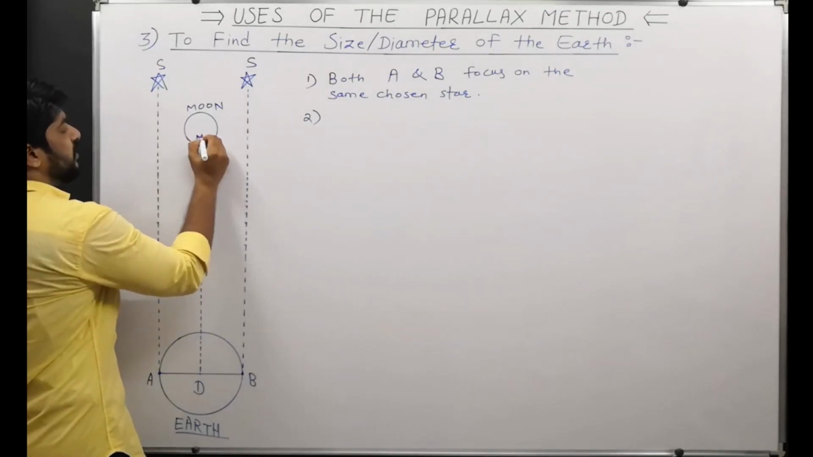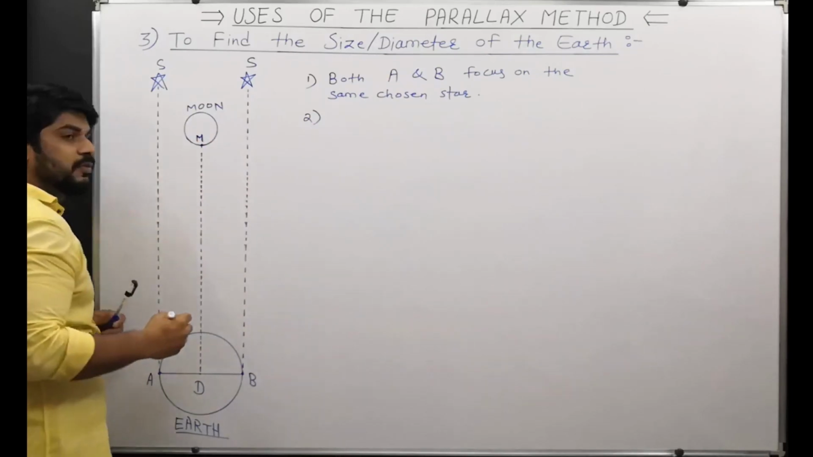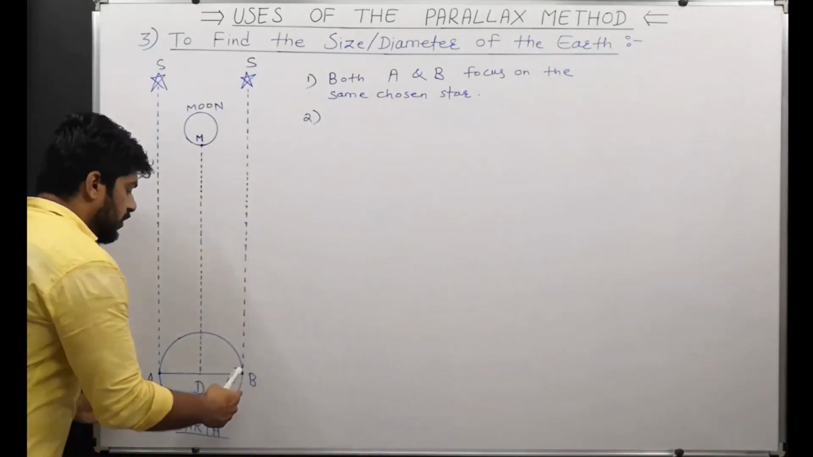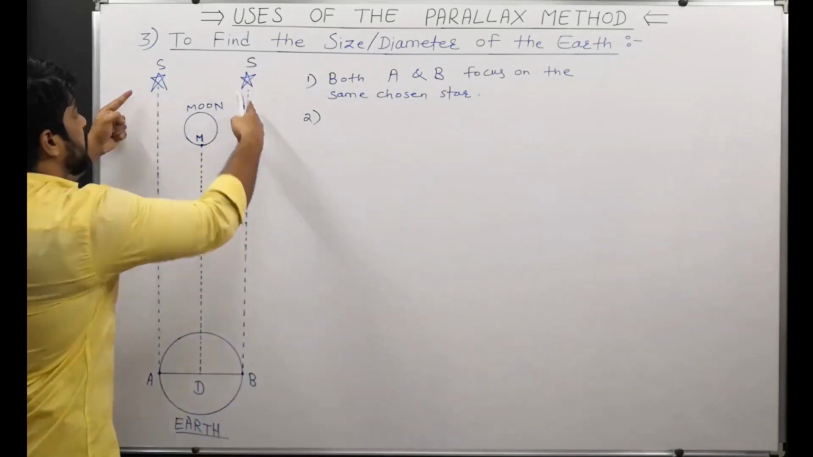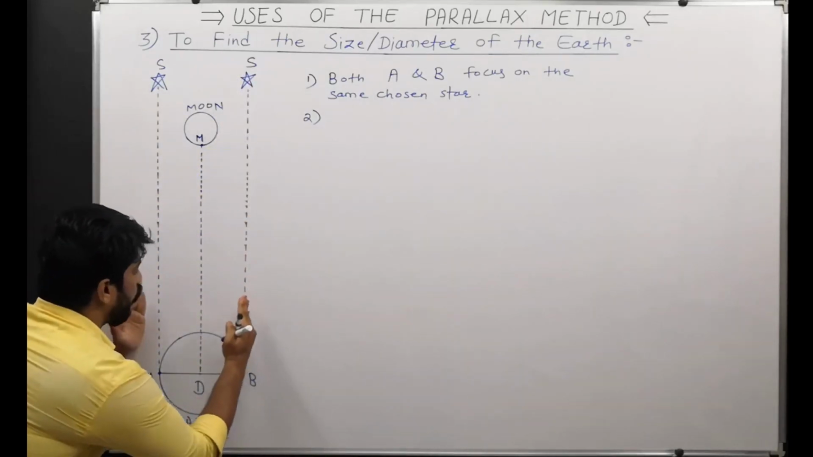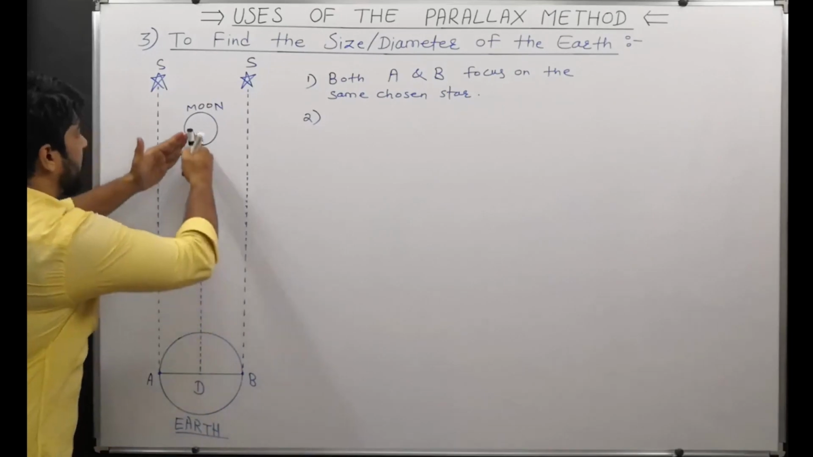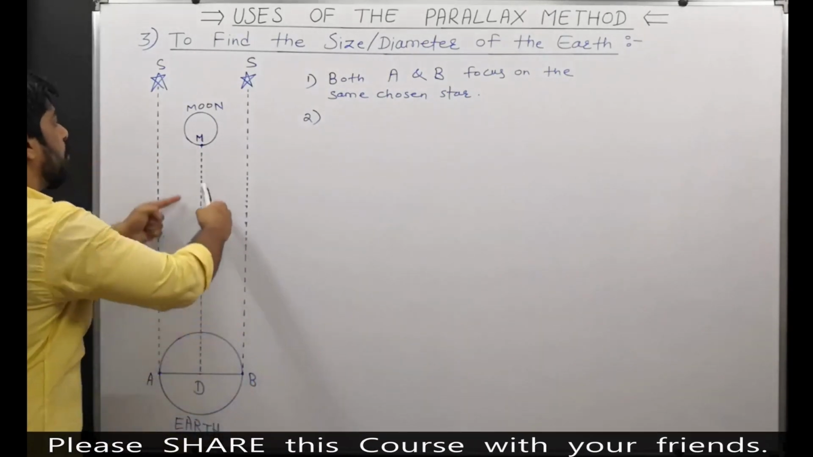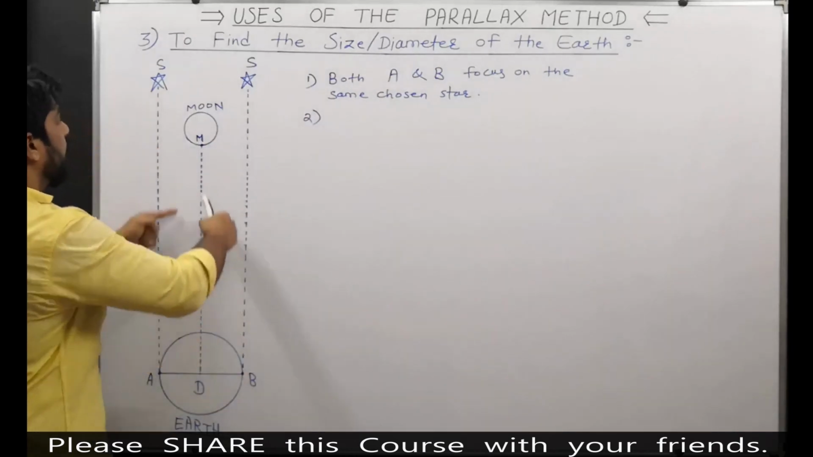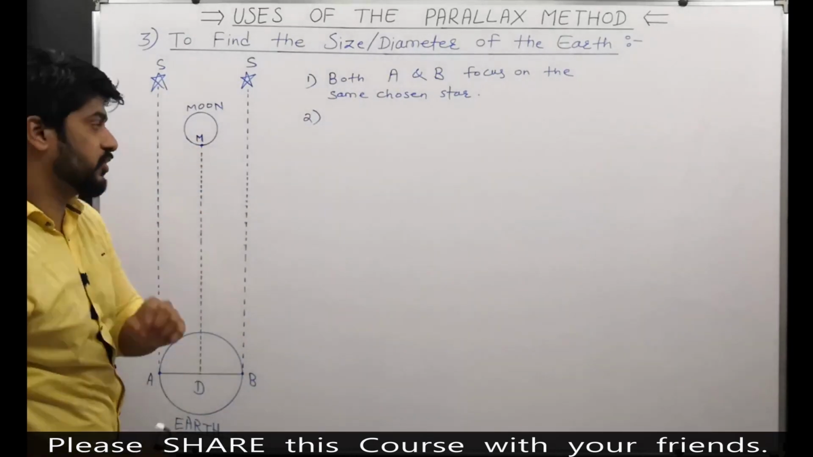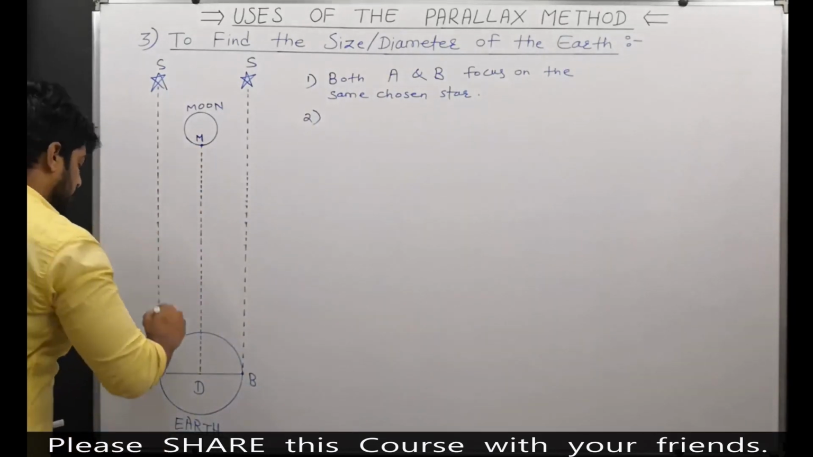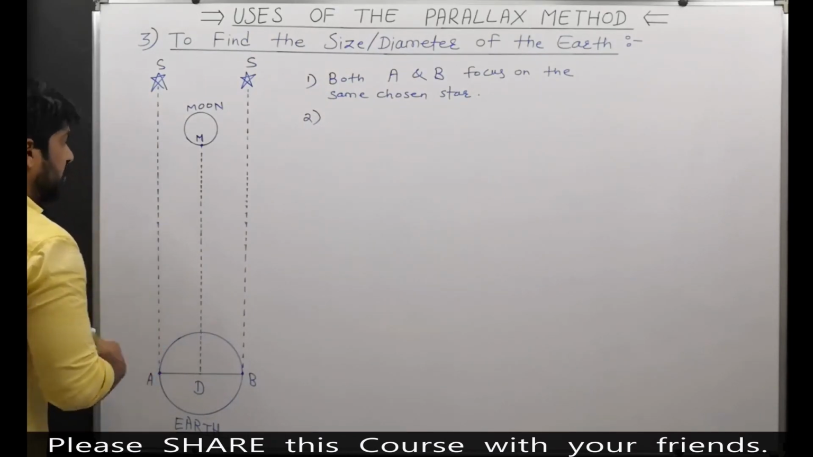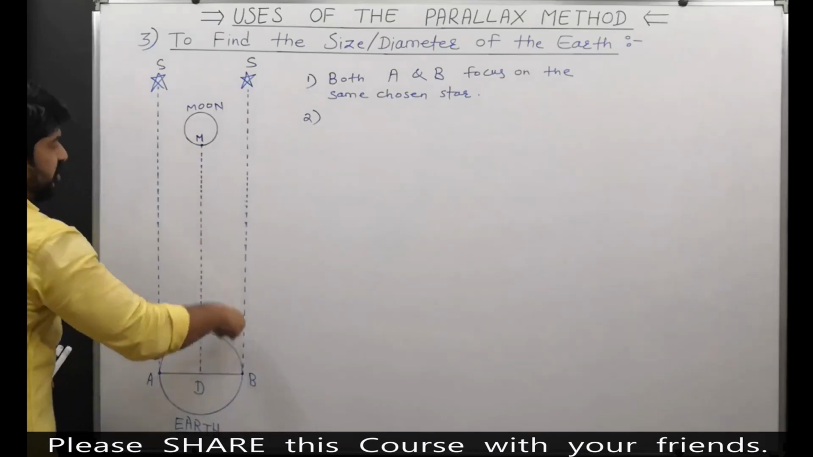Okay, let's say we have chosen one location, one spot on the surface of the moon. Now what we do is, we are already observing this star. Now we just rotate our telescope a little bit, and now we focus on that chosen point, chosen location. Okay, so here we go. We are going to actually focus over here.